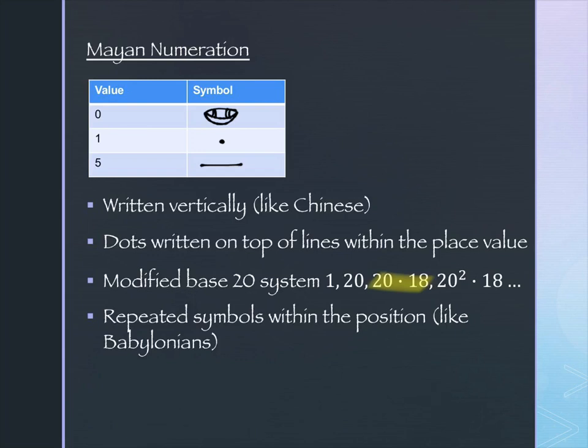Now, why do you think that they chose base 20 to start with, as opposed to, say, we use base 10? We use base 10, they use base 20. Any idea as to why? Why either of those are the way they are? So we use base 10 because you have 10 fingers. So why might they have used base 20? Fingers and toes.